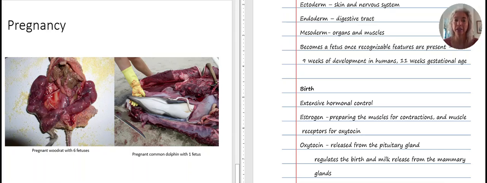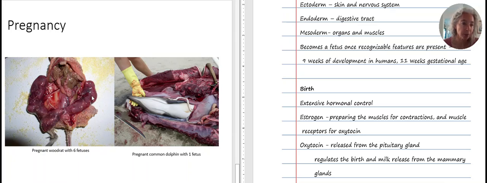More oxytocin release increases the contraction rate and the dilation of the cervix, allowing the baby to be born, to be passed through the birth canal. Once the placenta is born with the baby, its endocrine functions cease and the blood progesterone and estrogen concentrations will return to normal. Here you can see two animals.